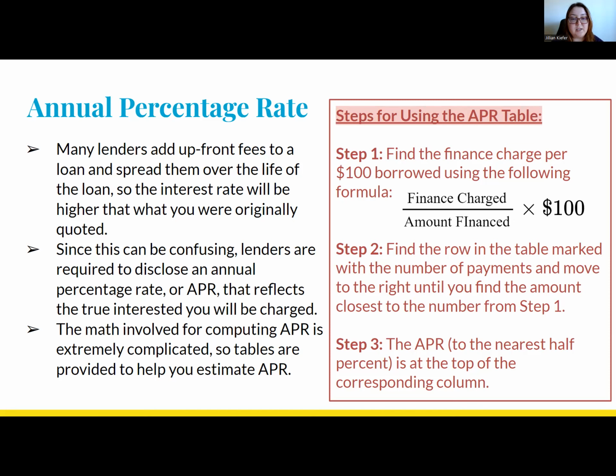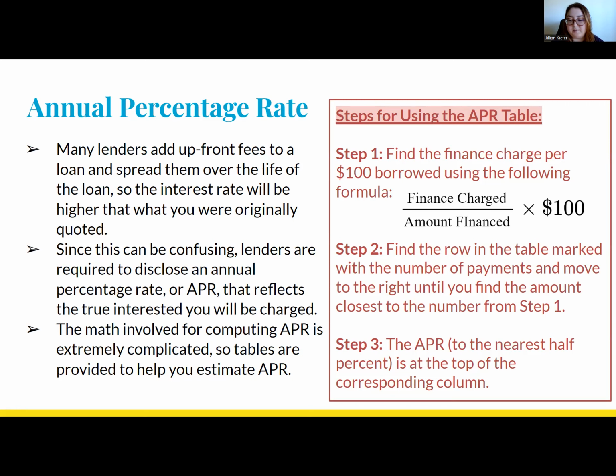Since this is very confusing, lenders are now required to disclose an annual percentage rate, or what's called the APR. And that reflects the true interest that you're actually being charged versus what they promised. The math involved for computing the APR is extremely complicated, so we're going to use a table instead. And tables are most often provided to help you estimate that APR.